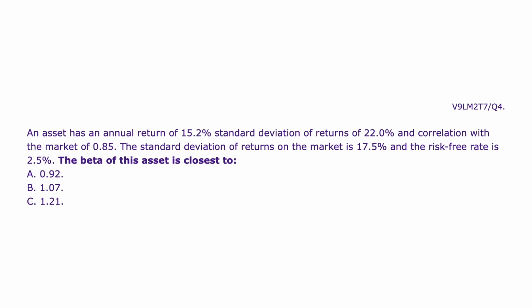An asset has an annual return of 15.2%, standard deviation of returns of 22.0%, and correlation with the market of 0.85. The standard deviation of returns on the market is 17.5%, and the risk-free rate is 2.5%. The beta of this asset is closest to: A. 0.92, B. 1.07, C. 1.21.